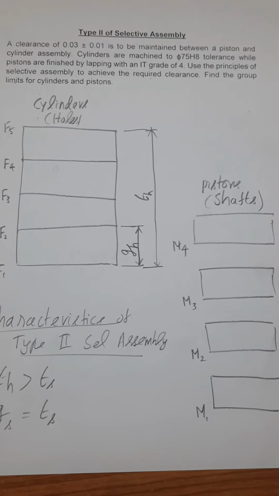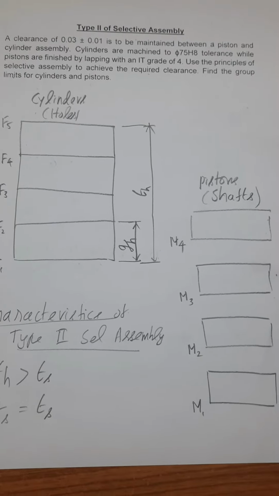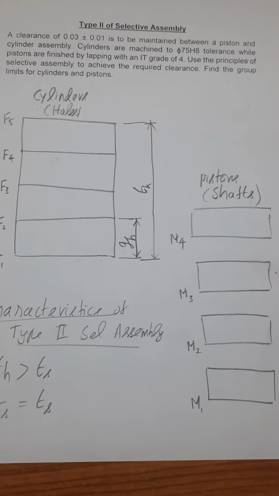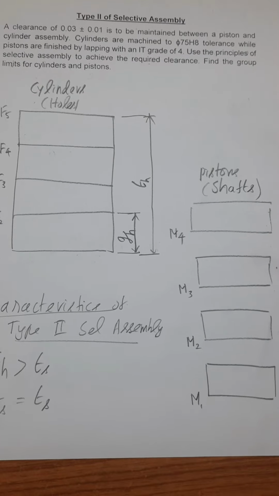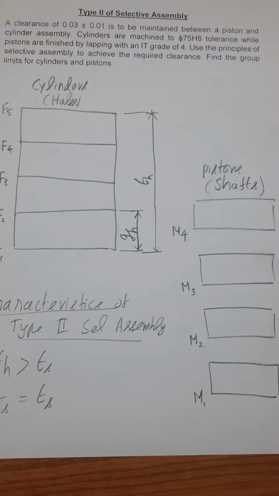Cylinders are machined to dia 75H8 tolerance, while pistons are finished by lapping with an IT grade of 4. Use the principles of selective assembly to achieve the required clearance. Find the group limits for cylinders and pistons.